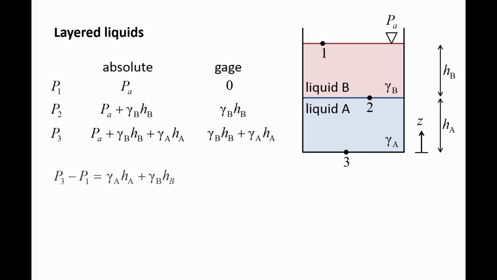The pressure difference between points 1 and 3 can be determined by adding up the contributions from each layer between them. P3 minus P1 is equal to gamma A HA plus gamma B HB. Notice that the pressure difference is the same whether we use absolute or gauge pressures for P1 and P3.